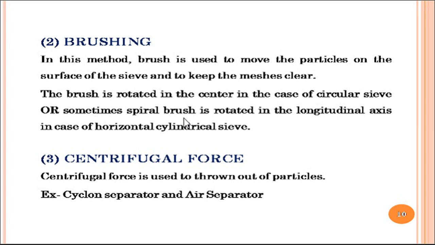And third one is centrifugal force, where we are using an externally generated force, so called centrifugal force, where all the particles move sometimes upward, and based on the density of the particles, the particles are classified in the classifier, and we get various sizes of different grades of particles. So this is about the different mechanisms through which size separation occurs.